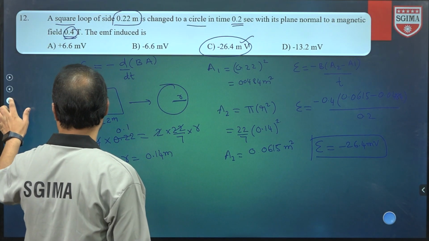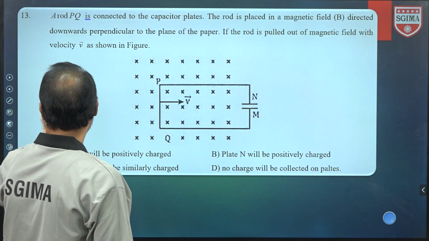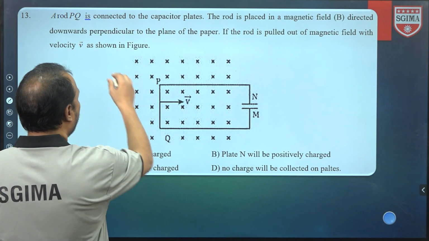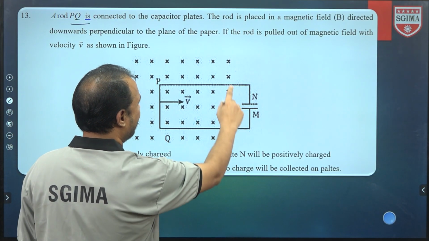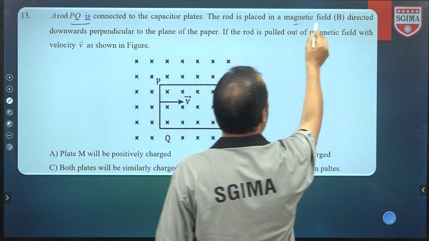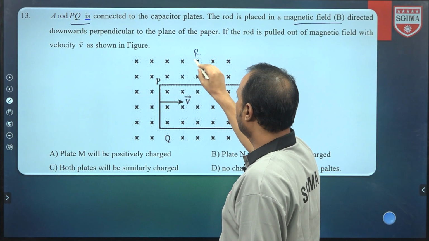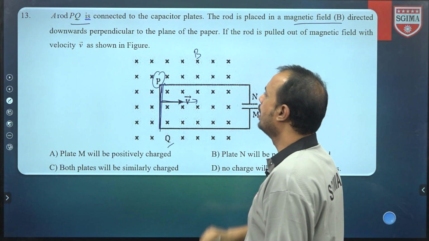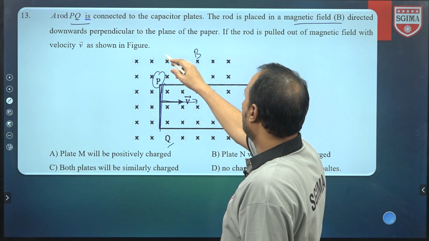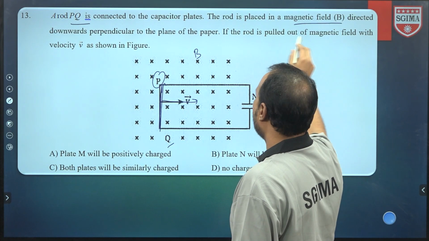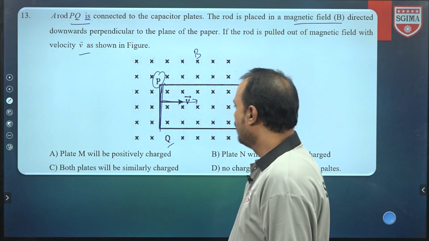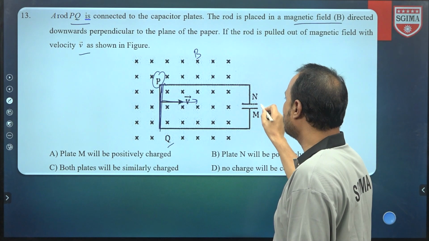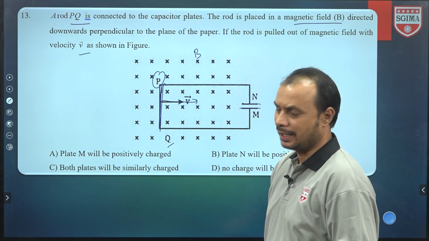Okay. Now coming to the next one, question number 13. It is given that a rod PQ is connected to capacitor plates, placed in a magnetic field directed downward. This is the PQ rod. If you can see the diagram, the rod is moving with velocity V. If the rod is pulled out from the magnetic field with velocity V, then is plate M positively charged, or plate N? Which plate of this capacitor is positively charged is asked.